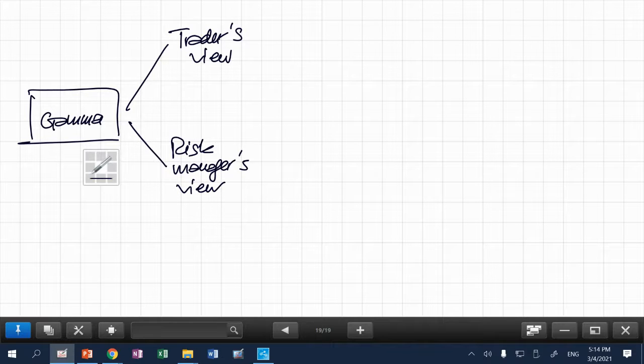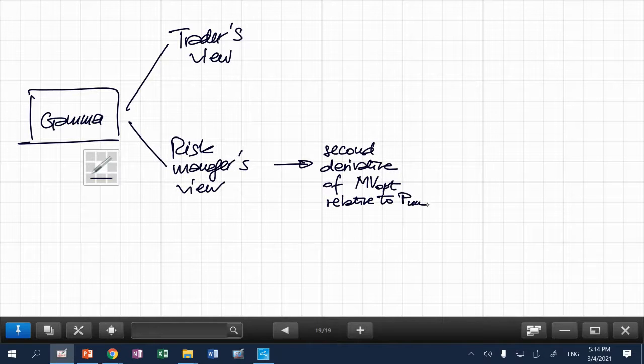The risk manager's view is the view that you typically find more in handbooks, which is thinking about gamma as the second derivative of the change in the market value of the option relative to the price of the underlying. Let's say simply as a second derivative, okay?